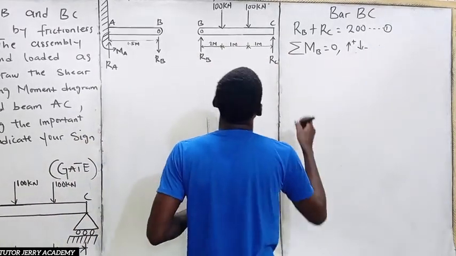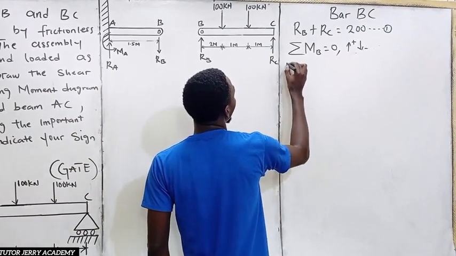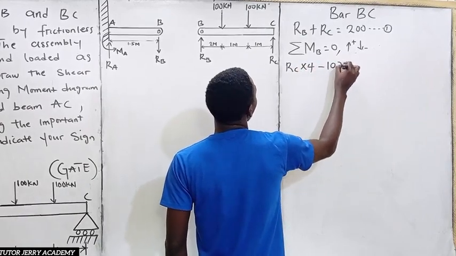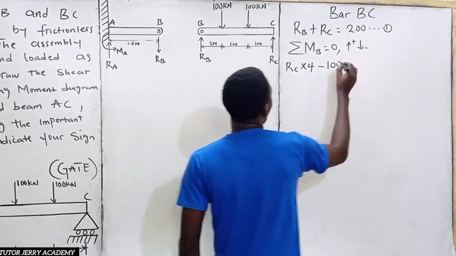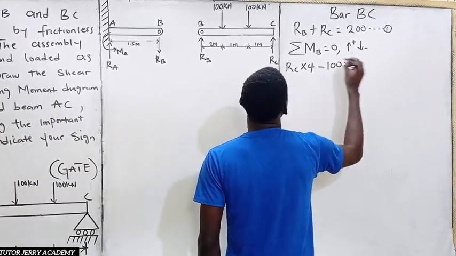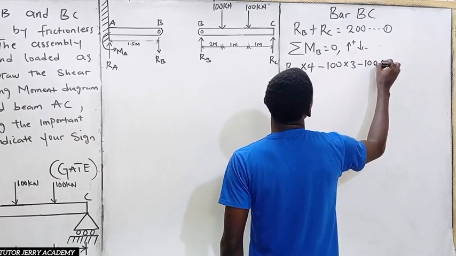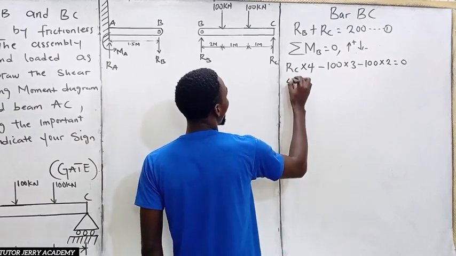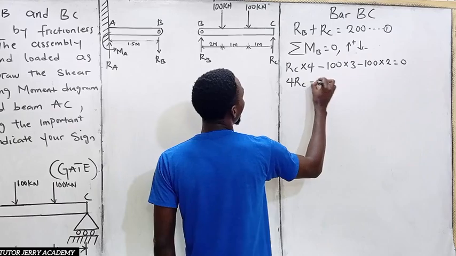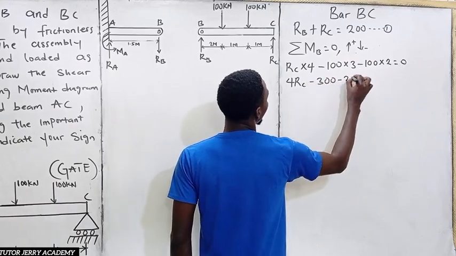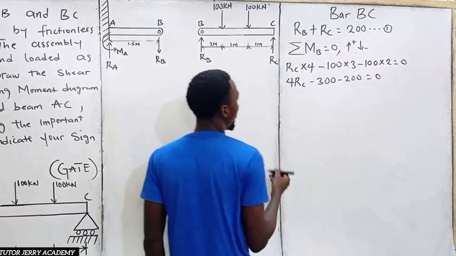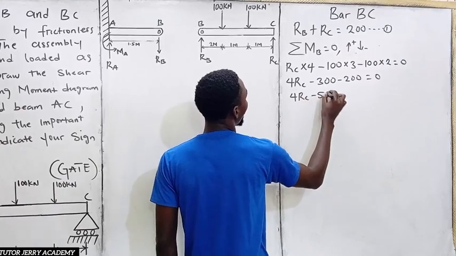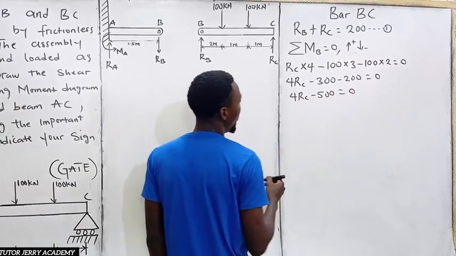And it is giving us an anti-clockwise moment there. So we are going to have ROC multiplied by 4, then minus 100 multiplied by total distance, which is 3, minus 100 multiplied by 2. Everything will be equal to 0. So here we are going to have 4 R sub C minus 300 minus 200 to be equal to 0. All right. So here we are going to have 4 R sub C minus 500 to be equal to 0.